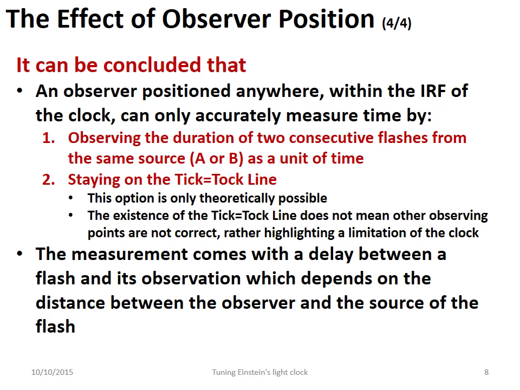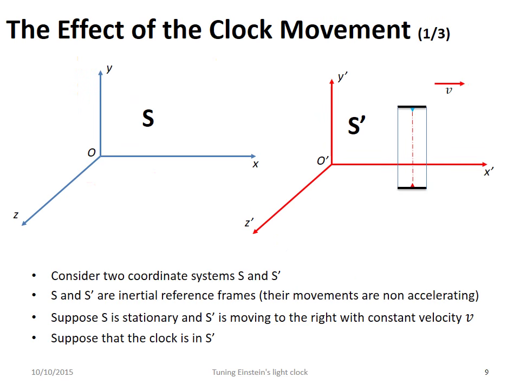doesn't mean other observing points are not correct, rather it highlights a limitation of the clock. The measurement comes with a delay between a flash and its observation, which depends on the distance between the observer and the source of the flash. Now, what happens if the clock moves?